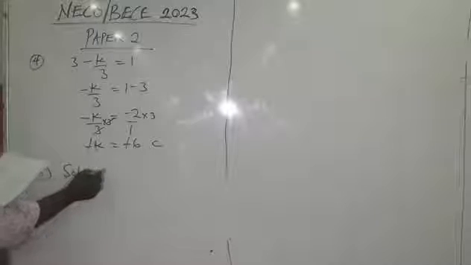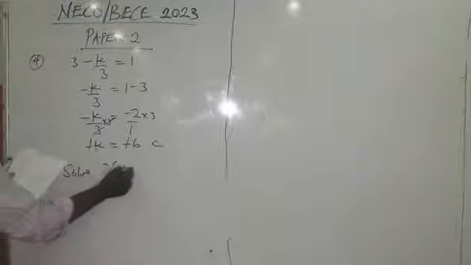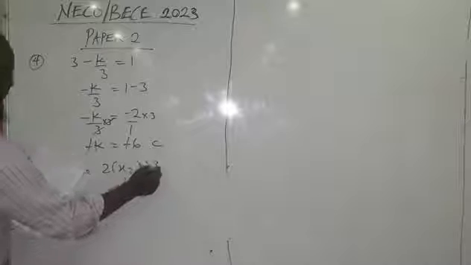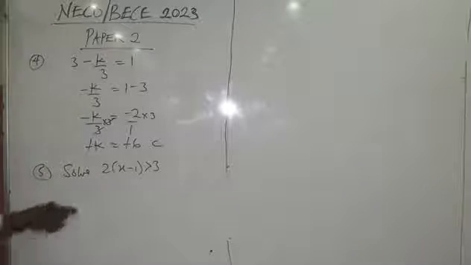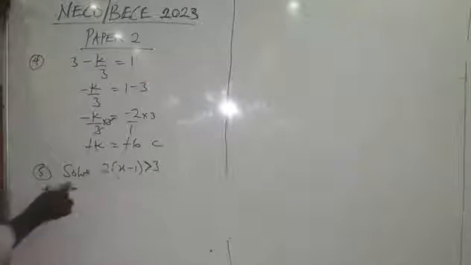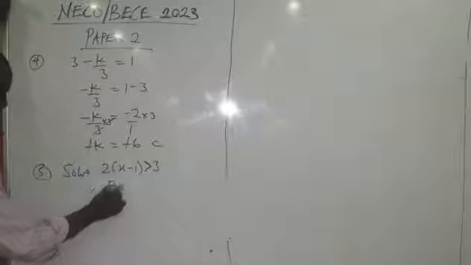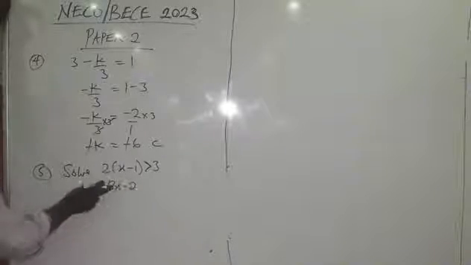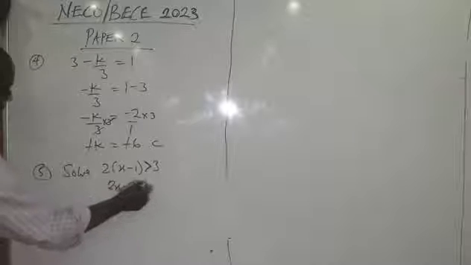Solve this: 2 into bracket x minus 1 greater than 3. So this is an inequality. So what we're going to do here, you solve it the same way we solve a normal equation. So we open the bracket, that's the first thing you do. That will be 2x minus 2. 2 times x, 2x, 2 times minus 1, minus 2, greater than 3.